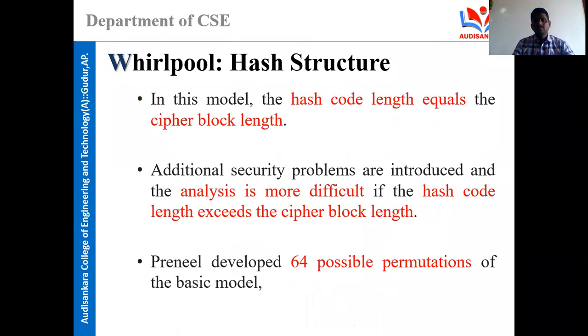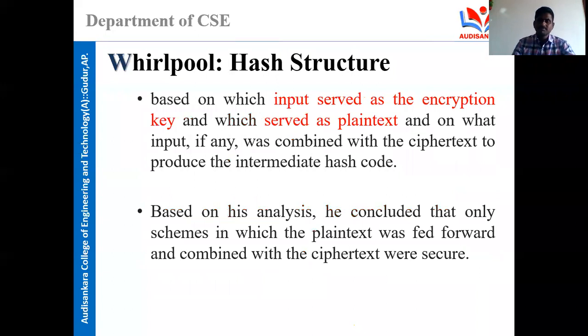the hash code length must be equal to the cipher block length, and some additional security problems are introduced. The analysis is difficult when the hash code length exceeds the cipher block length. Both should be equal. If they are different, then there are some difficulties. So Preneel developed 64 possible permutations for this basic model.